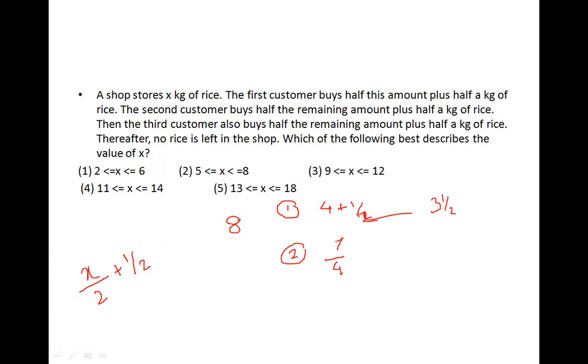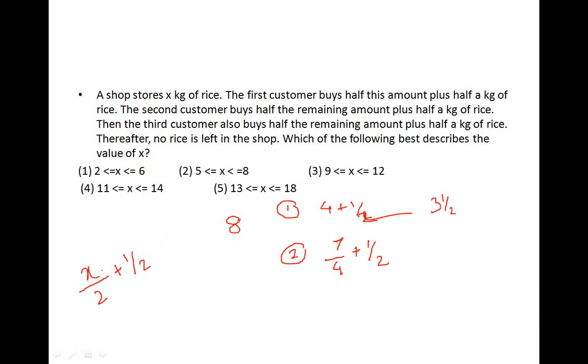7/2 is left. He will buy half of 7/2, so it would be 7/4 plus another half. Now the remaining would be 7/2 minus 7/4 minus half. So this will not be a whole number. Getting my point? This will never be a whole number, and hence you will never get 0.